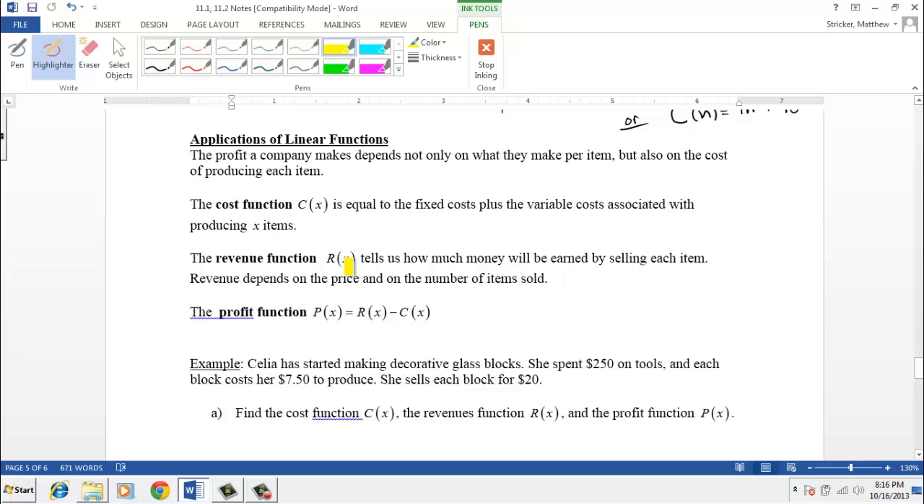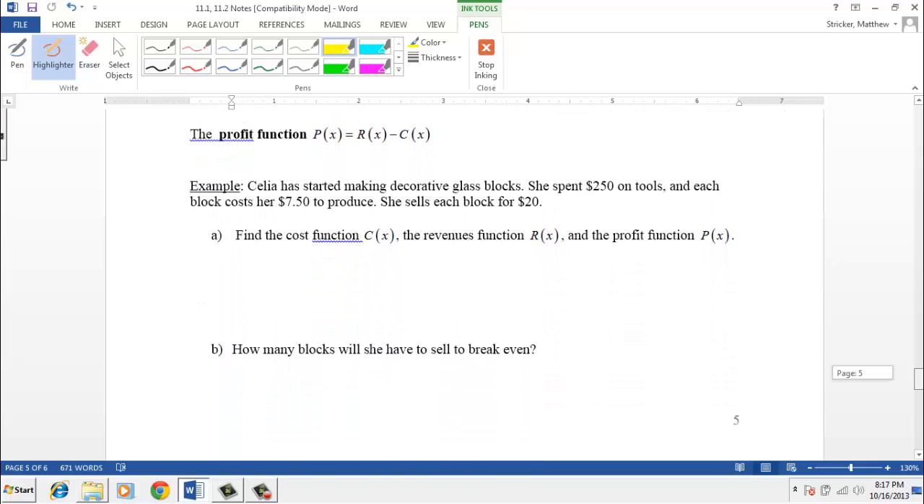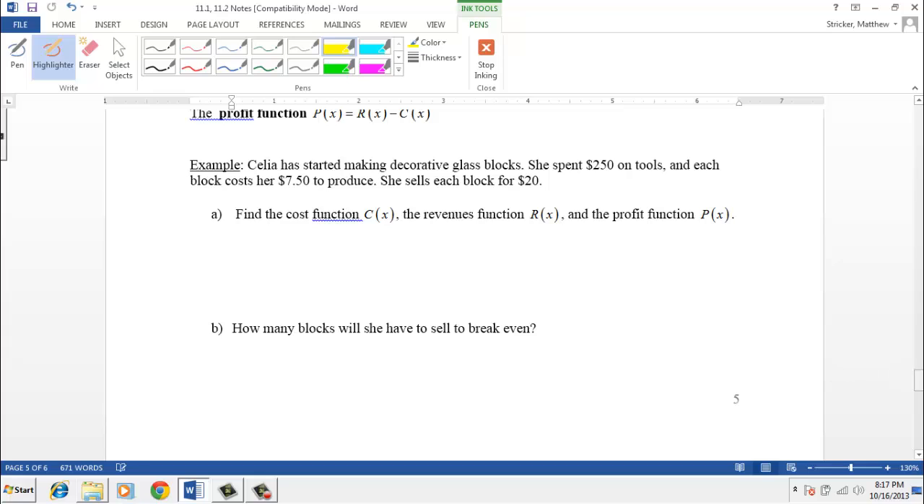There's also revenue. That tells us how much money will be earned by selling each item. Revenue depends on how much you sell it for, the price, and how many items are sold. And then the profit is the difference between the revenue, the money that comes in, and the cost, the money that you spend. So that's why we say that profit is revenue minus cost. And so we have a basic example here. It says Celia has started making decorative glass blocks, and she spends $250 on tools, and each block costs her $7.50 to produce. She sells each block for $20. It says find a cost function and the revenue function and the profit function.